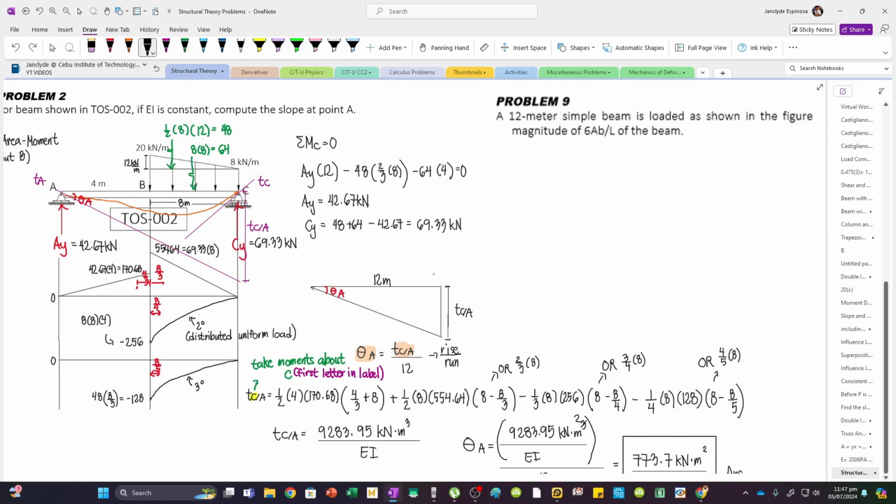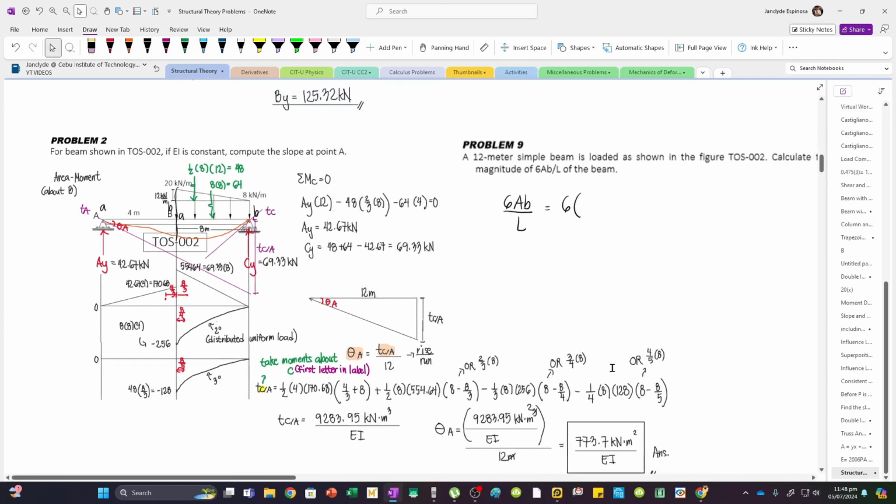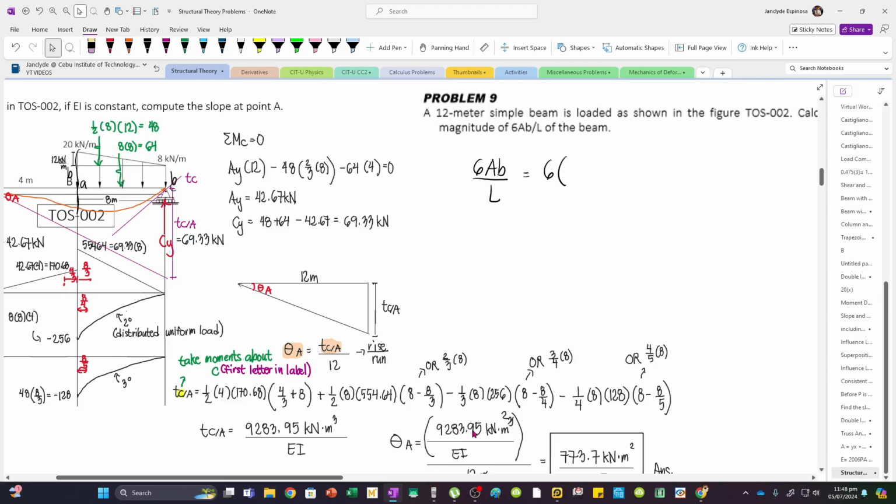Now, in the 3-moment equation, you have to divide the spans. Let's say this is the first span. This is A, this is B. And then for the second span, this is now A, the left side, and this is B. And so 6AB over L is just going to be 6 times, since we already took moments about B, 9283.95. This one, the deviation of C with respect to A.